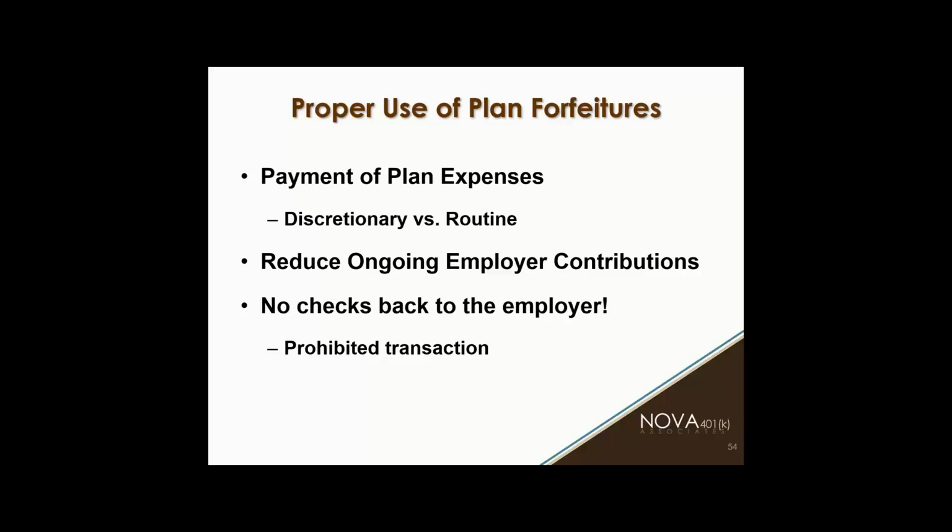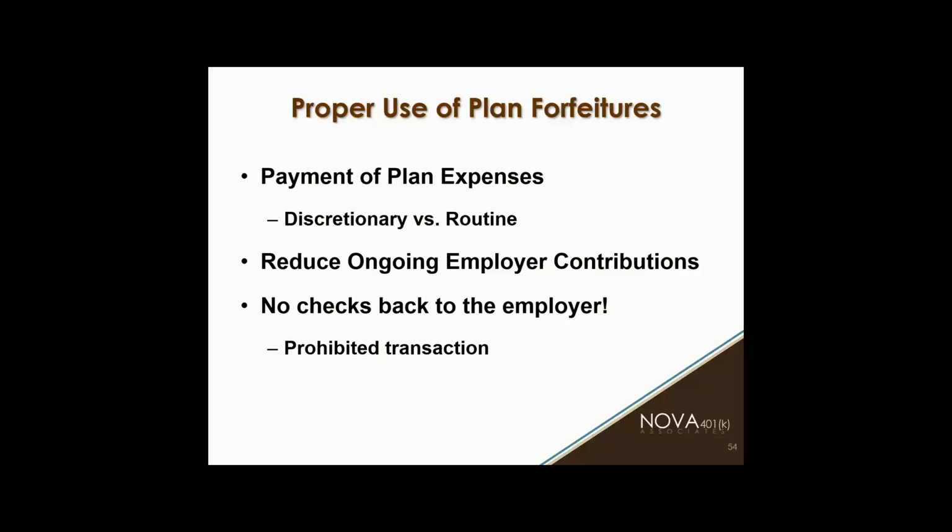So if you're making a discretionary match that's subject to a vesting schedule and somebody leaves, then the part that is not vested, they don't get to take with them, right? So let's say somebody was only 20% vested, 80% of their account would be forfeited, and it would go into this holding account that we call a forfeiture account. Those forfeitures can be used to pay your plan expenses, your routine plan expenses, okay? They can be used to offset your ongoing employer contributions.